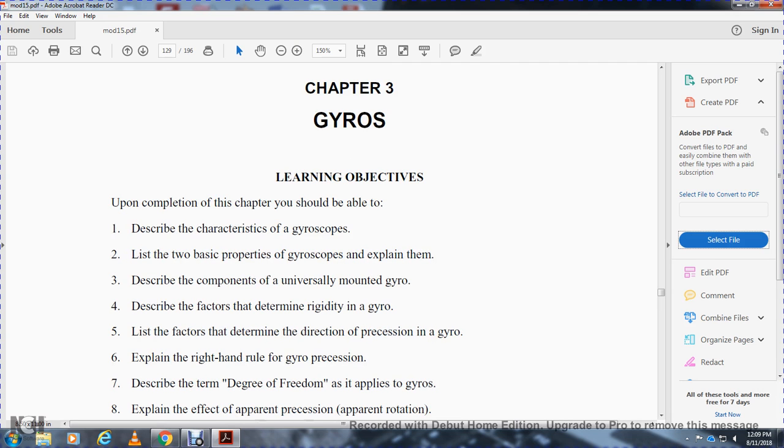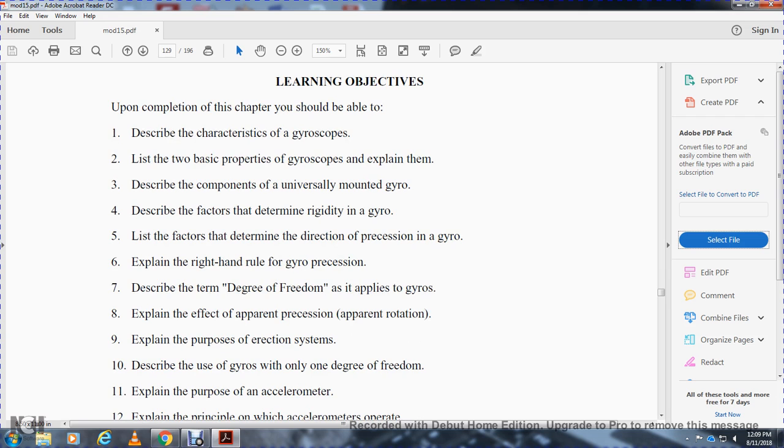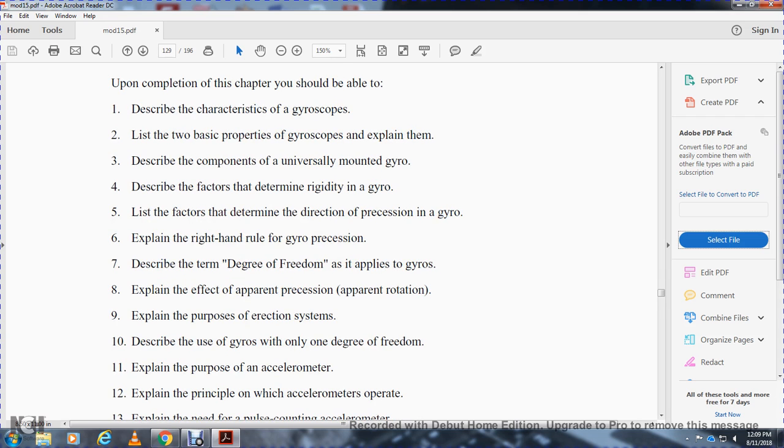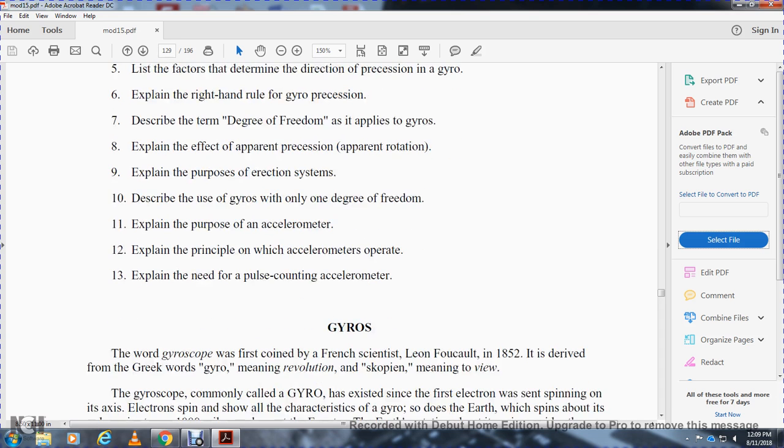Precession. Describe the degrees of freedom and how they apply to gyros. Explain the effect of apparent precession, apparent rotation. Explain the purpose of the erection system. Describe the use of gyros with only one degree of freedom. Explain the purpose of the accelerometer and the principle of accelerometer operation. Explain the need for the pulse-counting accelerometer with the gyros.